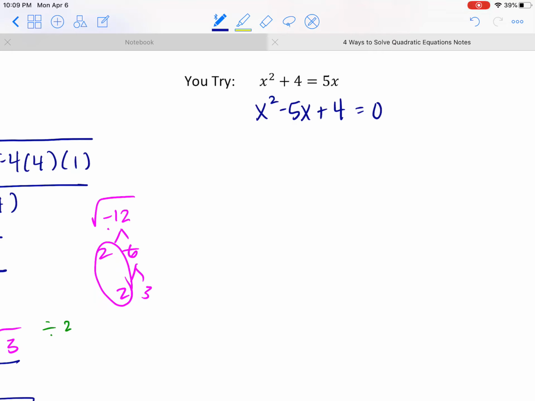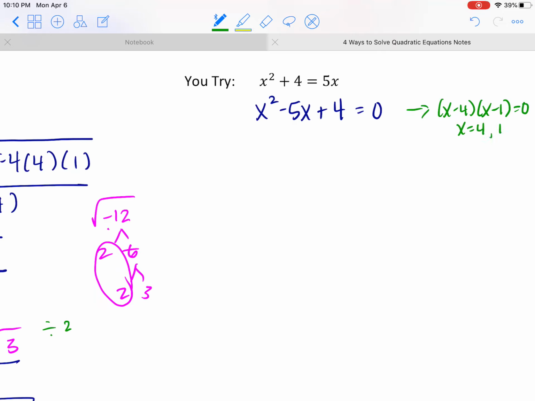Okay? Now again, feel free to pause on this one and try it out. But I'm going to subtract the 5x over and then add the 4. Now, hopefully you're noticing something about this one in particular. Again, you want to look through your options first. If it's factorable, factoring is going to work much faster than this process, and this one is factorable, but I want to show you what happens.